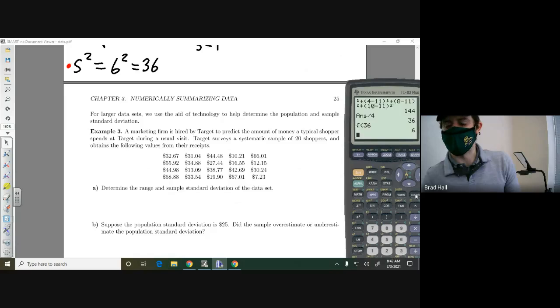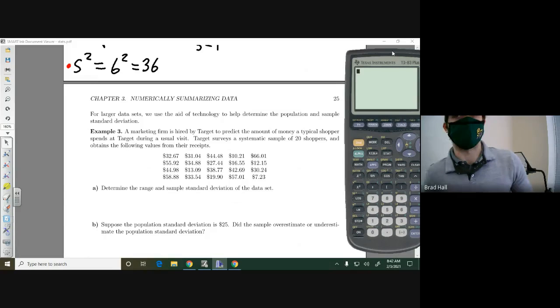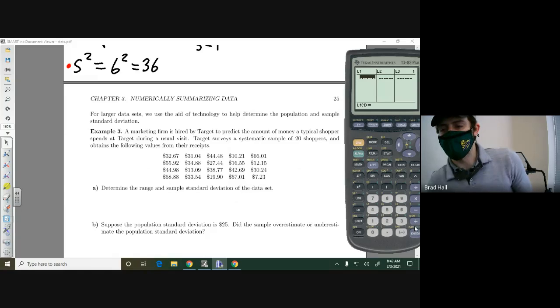So hopefully you remember from last time, we talked about how to find the mean and the median. We're going to do the exact same process to figure out the range and the sample standard deviation. So let's remember how we found the mean. It's the same exact process. Stat, edit, and then we start typing in values. If you already started doing so, great. If not, go ahead and do so.